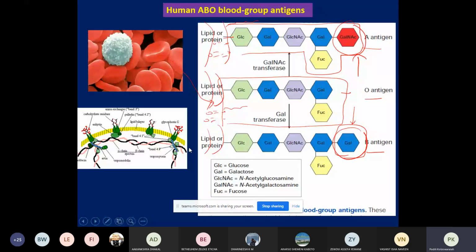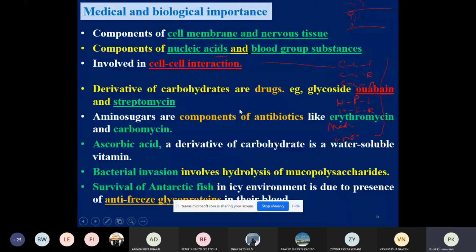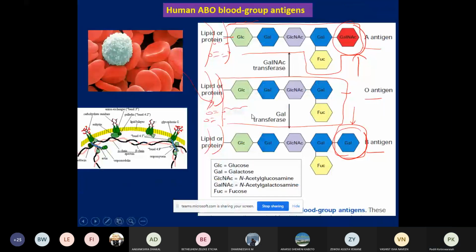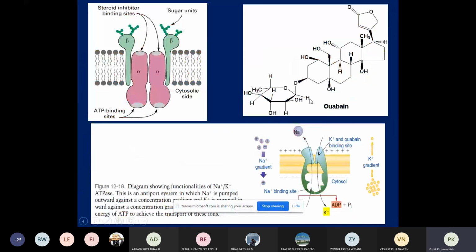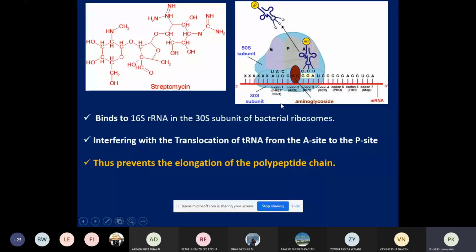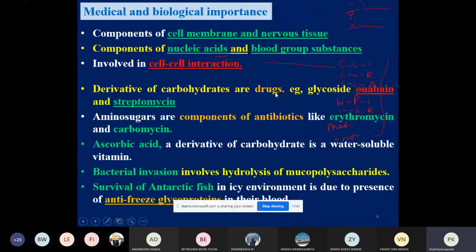So the glycans that are present on the cell surface are involved in various interactions. Then some of the carbohydrate derivatives are also drugs. For example, you can see here, this is ouabain. It has a carbohydrate component. It is a modified cholesterol, and you can see a sugar component. So some carbohydrate derivatives are drugs, for example ouabain and streptomycin, and also some amino sugars are components in antibiotics like erythromycin and carbomycin and so on.